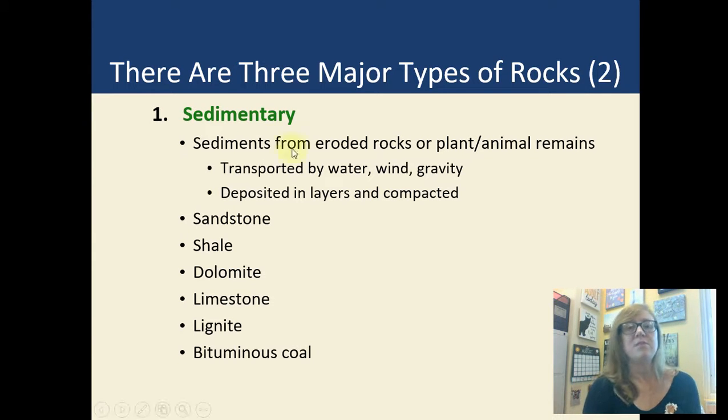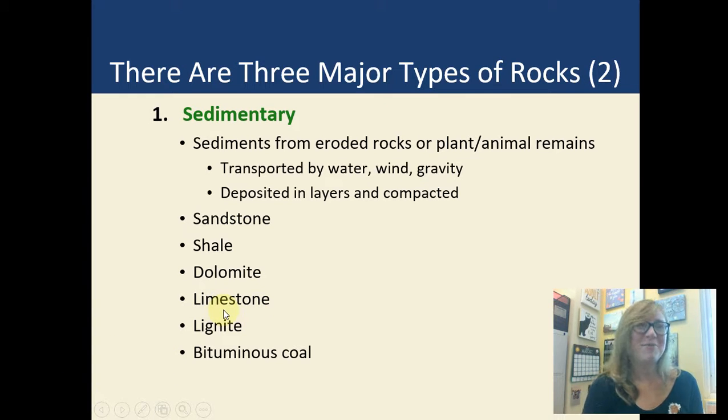So some typical examples of sedimentary rock are sandstone, shale, dolomite, limestone, lignite, bituminous coal. My favorite is conglomerate because it just looks like a big mass of shells and rocks and stuff. It looks like concrete or cement. Here's a cool thing about limestone.